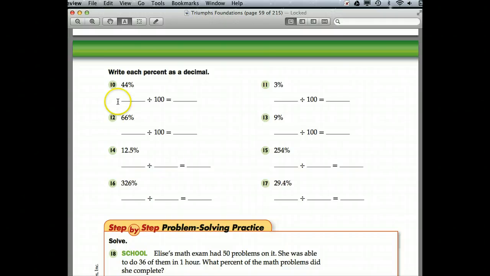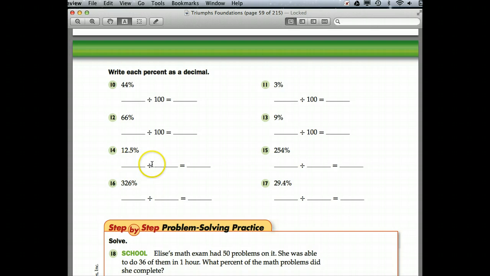Okay, so 44 divided by 100 is 44 hundredths, 0.44. 3 divided by 100 is 3 hundredths, 0.03. 66 divided by 100 is 66 hundredths, 0.66. 9 divided by 100 is 9 hundredths, 0.09.